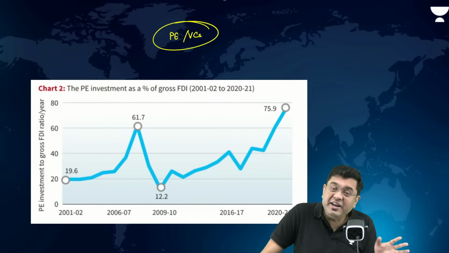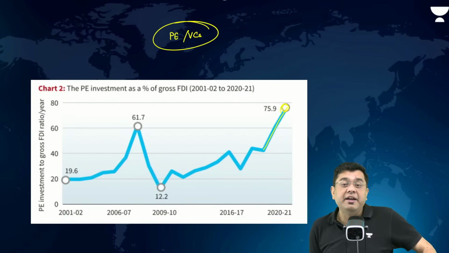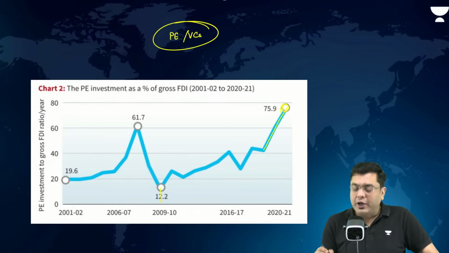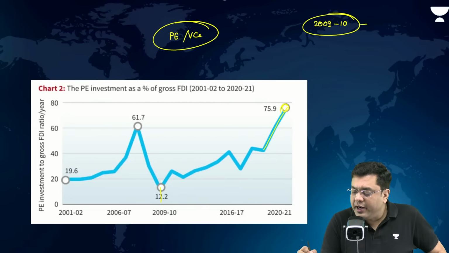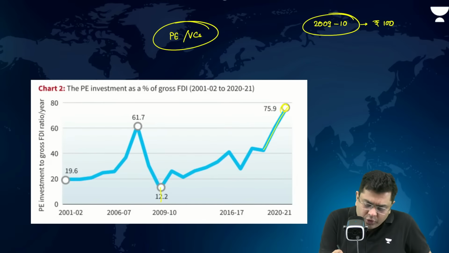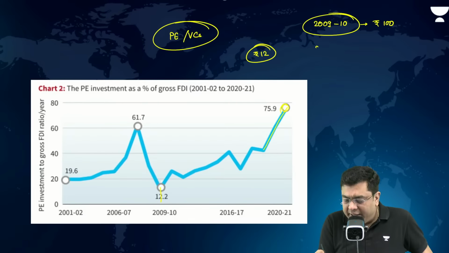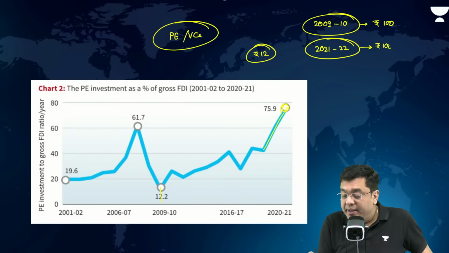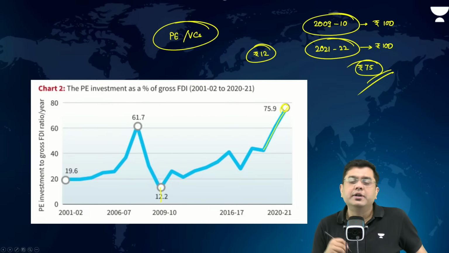This private equity and venture capitalist fund is increasing in proportion of the FDI. For example, if you compare 2009-10, out of every 100 rupees which would come as FDI, much would be there for capital formation. Around 12 rupees would be by the venture capitalists investing into these areas. Today, in 2021-22, out of 100 rupees which come in as FDI, 75 rupees are basically by venture capitalists. So it is short-term money which is parked.